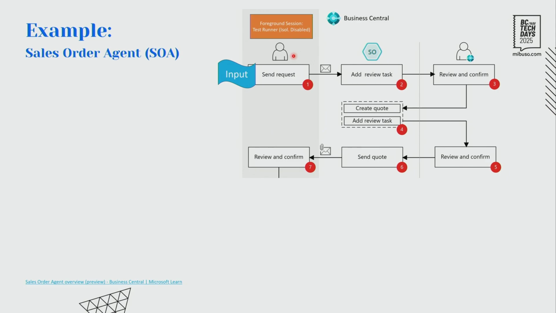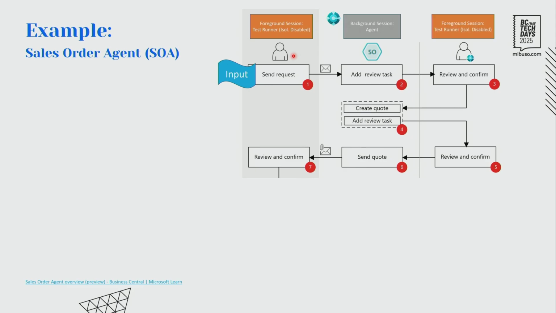What happens is that our test runs in a foreground session. Basically, you start the test, and we use the test runner with isolation disabled, which means everything will be committed in the database while the test is running. It creates an email for the agent. An agent is monitoring this mailbox, and whenever it finds a new email, it will create a review task for the Business Central user.